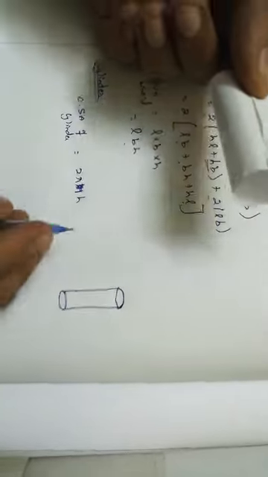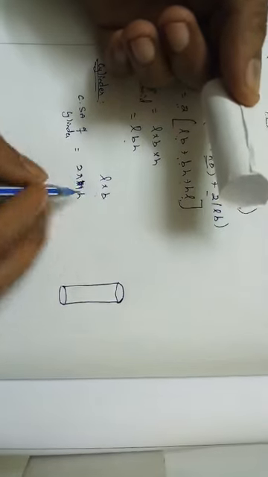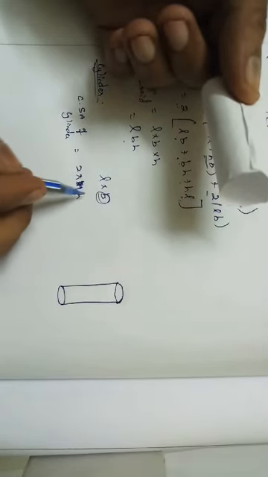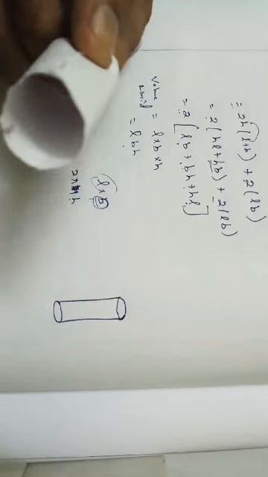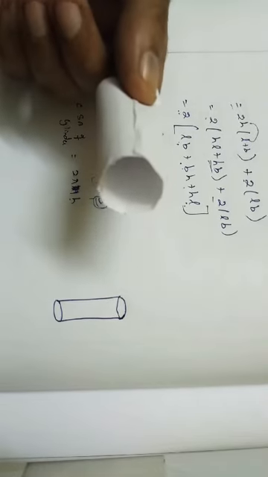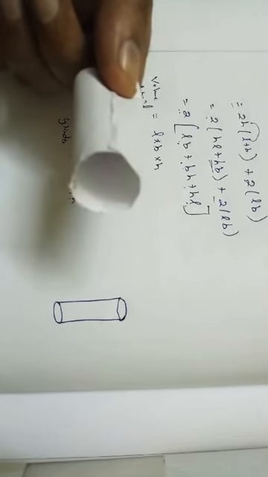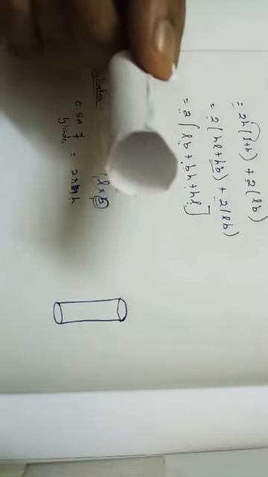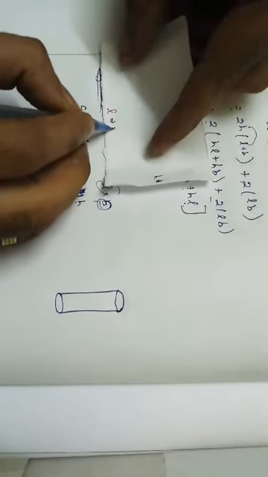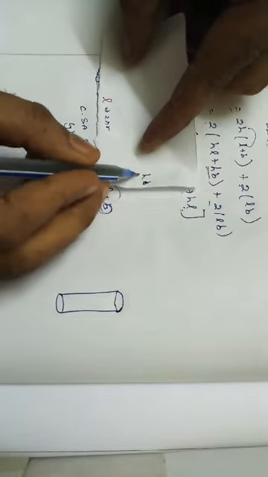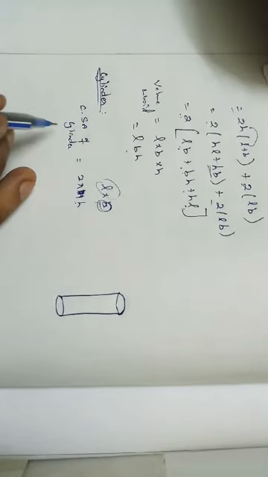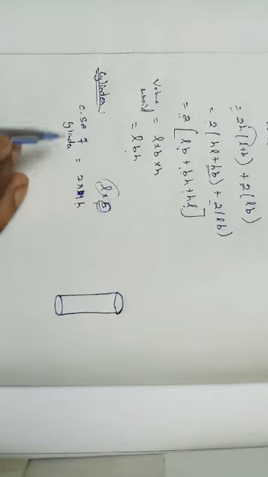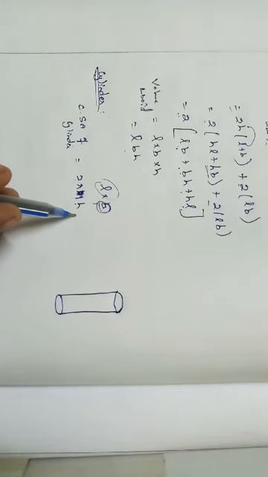So I told you L into B, and I have taken B as height, right? And L is nothing but the circumference of a circle. So what is the formula for the circumference of a circle? 2 pi r, right? Very good. Super. The circumference of a circle is nothing but 2 pi r. So multiplying L and B, L is equal to 2 pi r and B is nothing but h. So 2 pi r into h is nothing but the CSA of a cylinder. So the CSA of a cylinder is 2 pi r h.